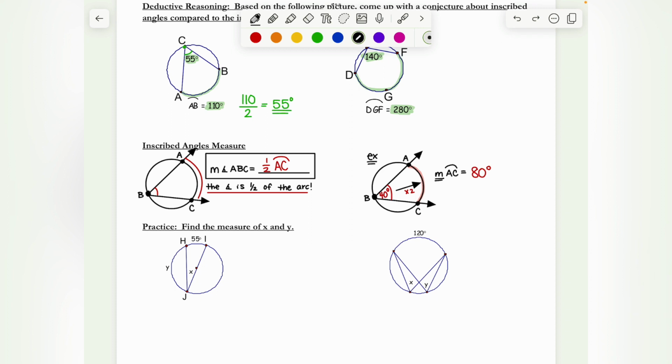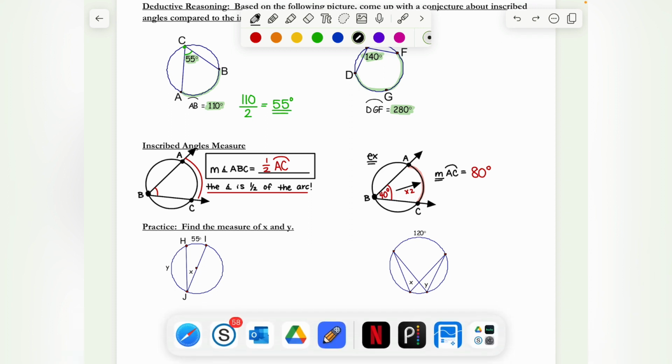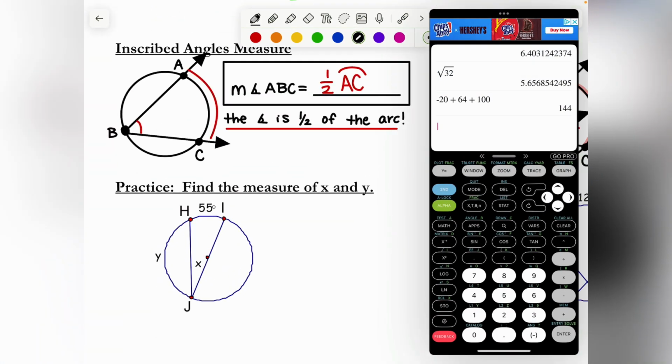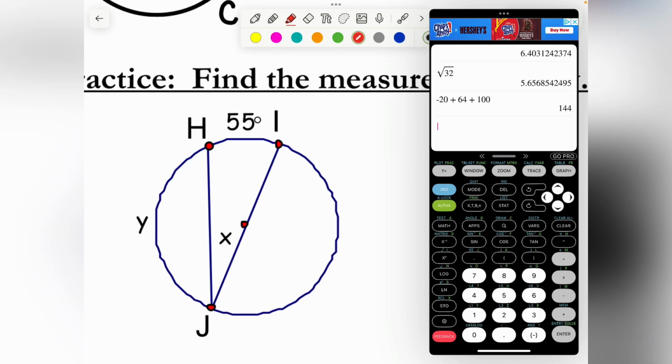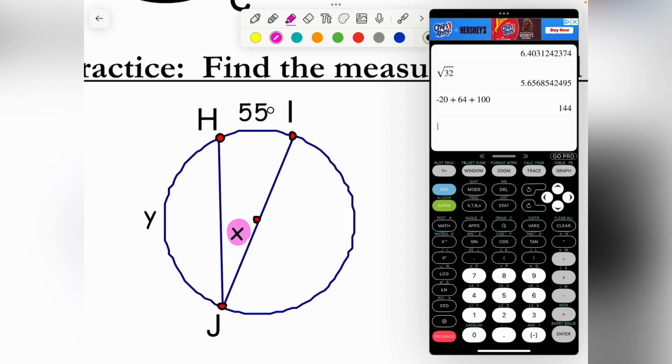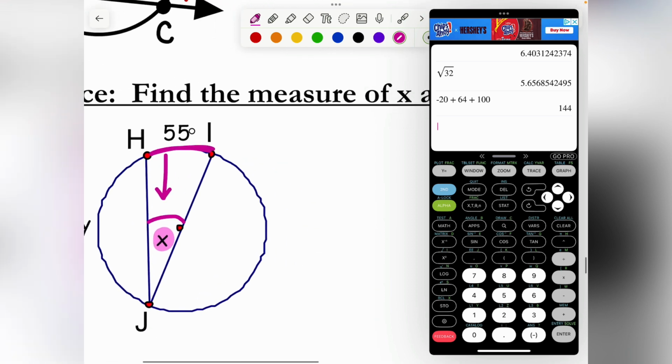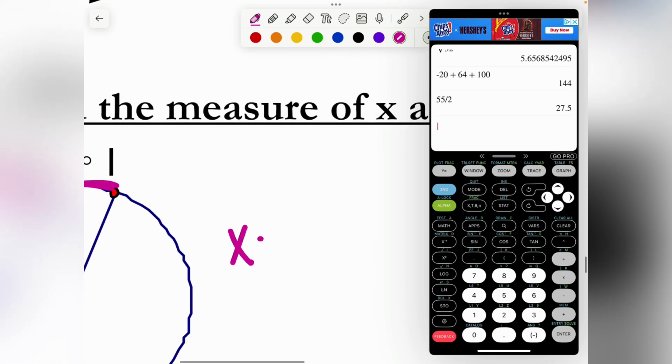Okay, so with that in mind, let's do some examples. It says find the measure of x and y. First, let's look at angle x right here. If this arc right here is 55 degrees, to get the angle, I have to divide that by 2. So in my calculator, I will do 55 divided by 2, which is 27.5.